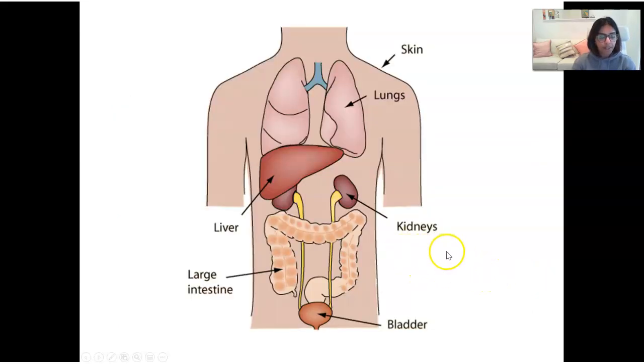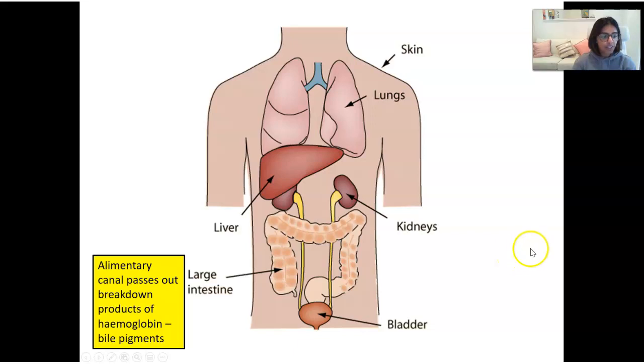Here we've got a basic cartoon diagram of the key organs that we're going to be referring to and the places where excretion occurs. First things first, we have got the alimentary canal. We can see here that this is the large intestine. This will break down the products of waste from hemoglobin, and those are bile pigments. So this is a metabolic waste, bile pigment. So we have excretion happening via the alimentary canal.